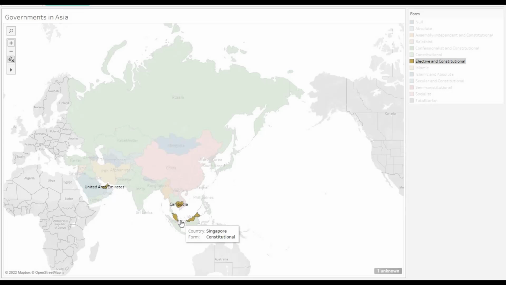Oh no, Singapore just has a constitutional form of governance. They don't have an elective monarchy.